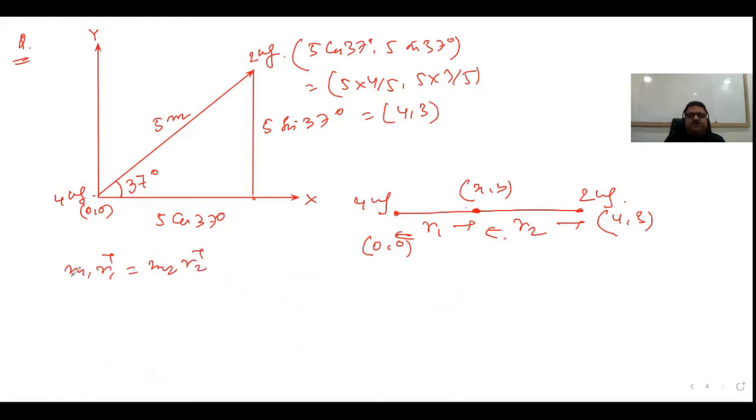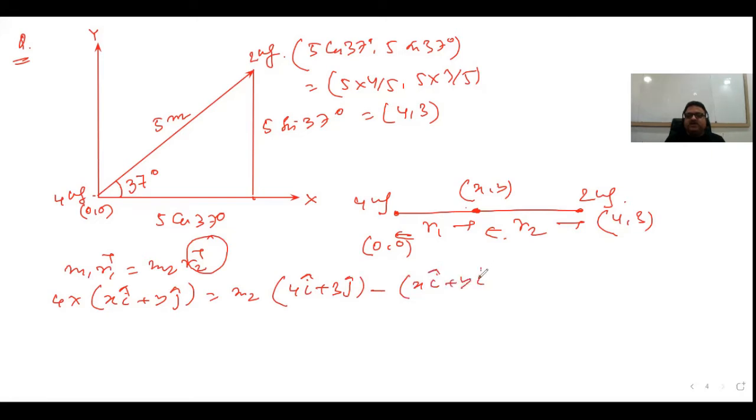Now look, M1 is 4 kg. What is R1? Let it be x i cap plus y j cap. M2. Now R2 means what? R2 means this, correct? So how you can find out that? By using this formula, 4i cap plus 3j cap minus (x i cap plus y j cap). That is, what is M2? M2 is given 2 kg. Okay, let me replace this M2 by 2 kg.